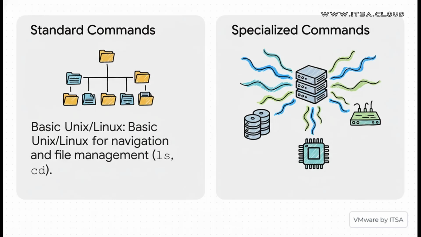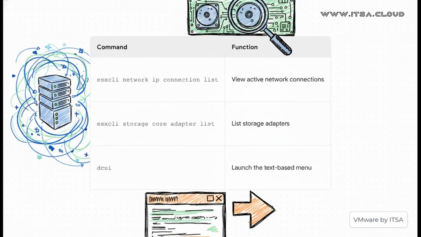This is where the real magic happens, letting you talk directly to the hardware, the networking, and the whole system configuration. Let's make this a little more real with a few examples. You could run esxcli network ip connection list and see every single active network connection on your host. Or maybe esxcli storage core adapter list to get a super detailed report on all your storage hardware. You can even just type dcui to pop open that text-based menu right there from the command line. So you can see these aren't just simple little commands. They are seriously powerful diagnostic and configuration tools.